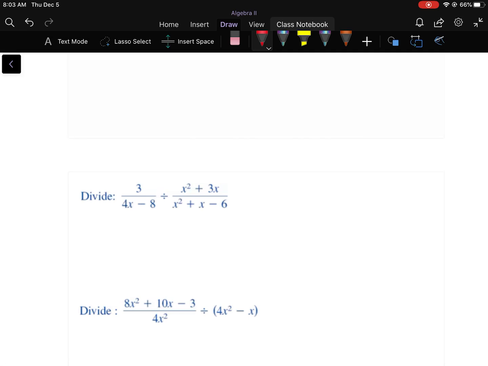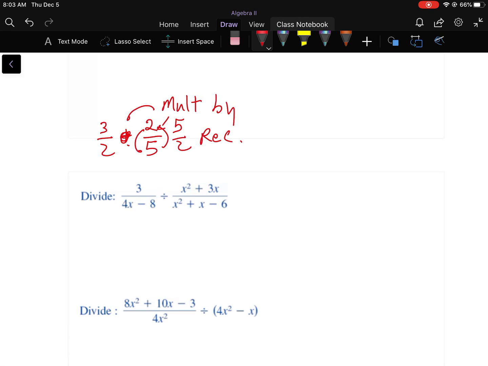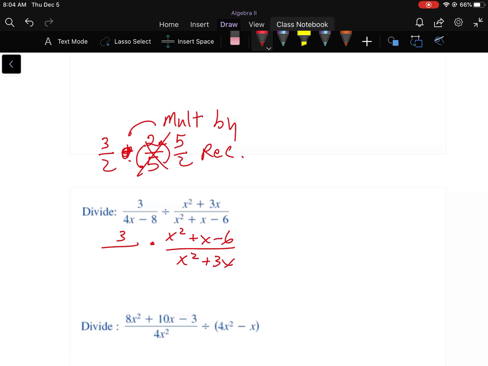Okay, dividing fractions. So if I've got 3 halves divided by 2 fifths, it is to multiply by the reciprocal. So this becomes multiplication. This flips around and becomes 5 halves. So this is going to flip around and become multiplication. And then I'm going to factor from there. So a little shortcut, I'll factor out a 4 here, x minus 2. Factor out an x from here, x plus 3.